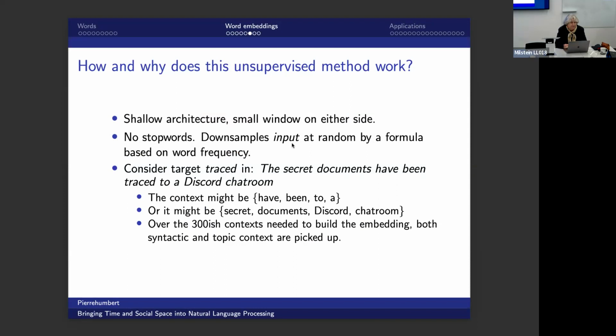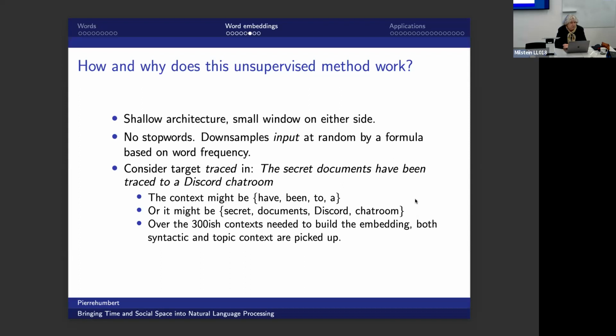So let's take a sentence. One sentence, which actually occurred in our materials, was: the secret documents have been traced to a Discord chat room. Okay, so here we have our target, traced. We've got two super common words there, so those are going to be downsampled at random, similar to a. So maybe the context would be have been to a, or it might be secret documents, Discord chat room, whatever.